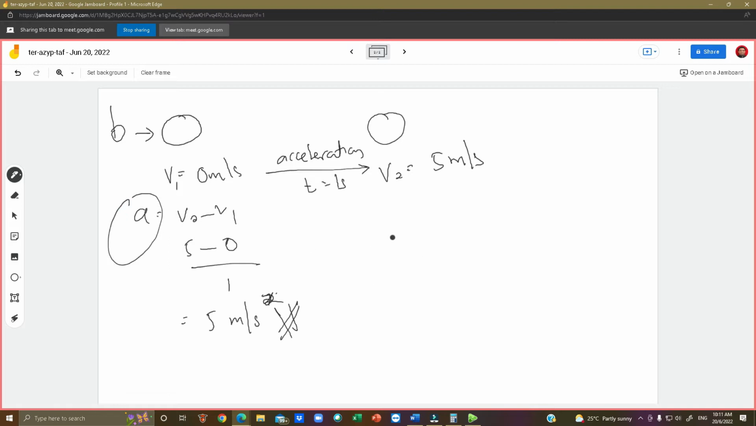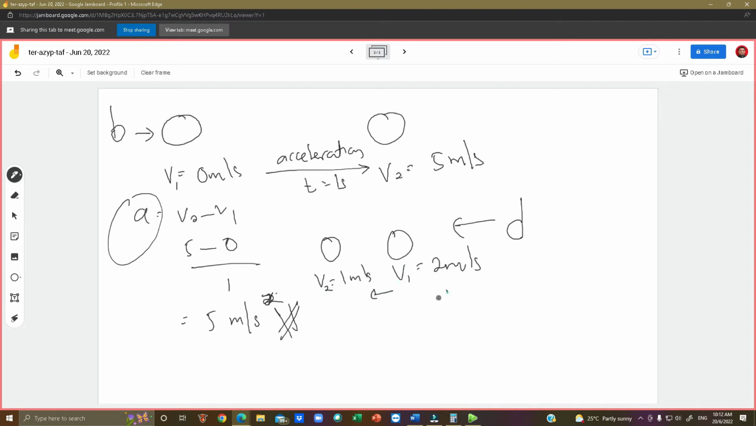Kalau kes kedua, bola dah bergerak. Okay, 2 meter sesaat, and we inflict force from different direction. It caused the ball to slow down 1 meter per second. So this one is the first situation. This one is the second situation. There are change in velocity.